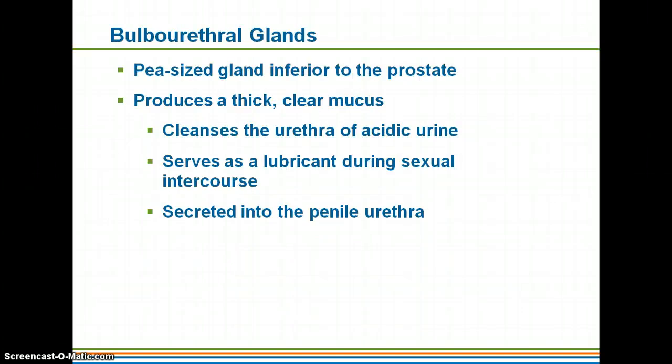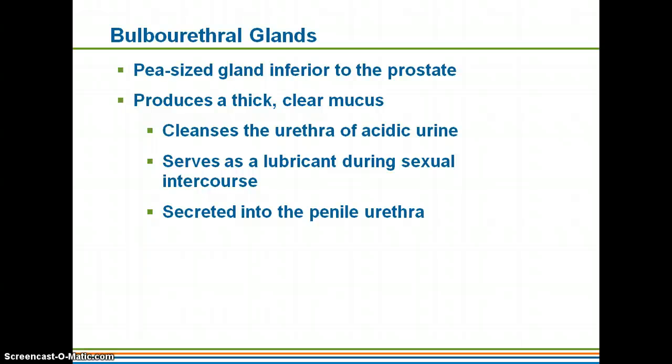The bulbourethral gland, or your Cowper's glands, they are a pea-sized gland located just inferior to the prostate, and it produces a thick, clear mucus. This is the one we talked about before. This is what's actually coming out during pre-ejaculate. It's a thick, clear mucus.